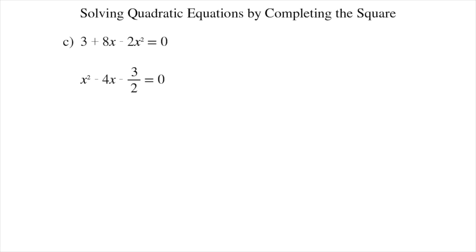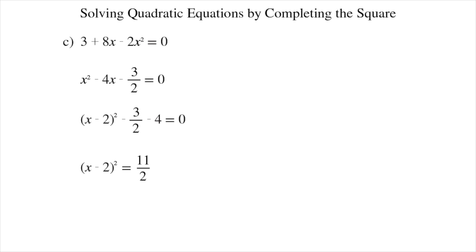Now we complete the square. x minus half of negative 4, which is negative 2, squared, minus the 3 over 2, and subtract negative 2 squared, which is 4, equals 0, which gives that x minus 2 all squared is equal to 11 over 2.